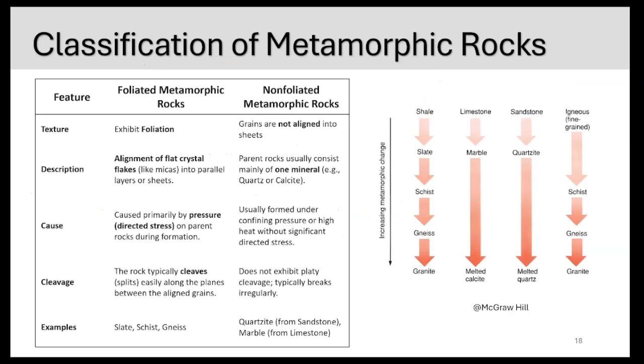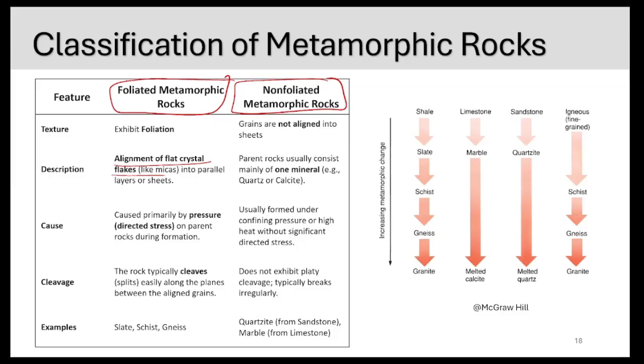And these metamorphic rocks can be classified into two categories, namely foliated rocks and non-foliated rocks. The foliated rocks are characterized by aligned mineral grains, which create layers or bands, for example mica, and they will form parallel layers of sheets.